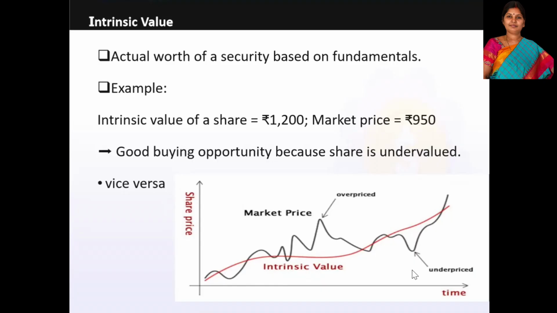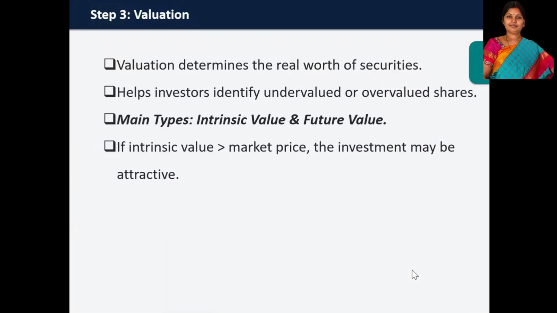Vice versa. Say if the intrinsic value of the share is 800 and the market price is 1000, then what will you do? Don't buy that particular share because it is overvalued, because the actual value of the share is only 800, but it is quoted in the market as 1000 rupees. So don't buy the share which is overvalued. So this is called what? This is called valuation of share based on intrinsic value.